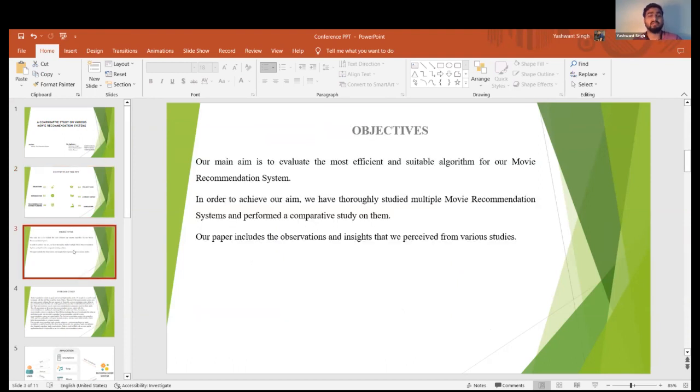So our main aim is to evaluate the most efficient algorithm for the movie recommendation system that we'll be making in the future. In order to achieve our aim, we have thoroughly studied multiple, 30-40, movie recommendation systems, and we have performed a comparative study on all of them. And our paper includes the observations and insights that we perceived from those various studies. So here comes the introduction.